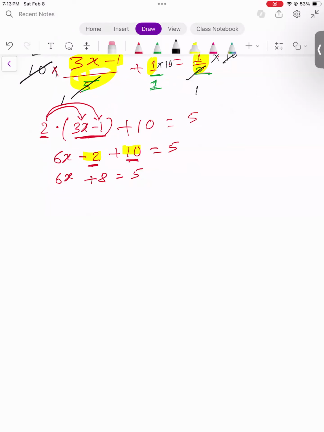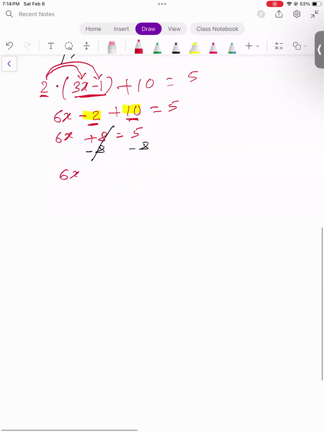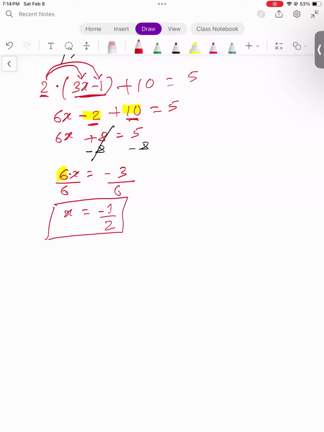Now we get rid of positive 8. You subtract 8 on both sides. This is 0, so we have 6x equals negative 3. We still have 6 with x. In between 6 and x we have a product, and in order to get rid of this 6 times x, we divide both sides by 6. 6x divided by 6 is x, equals negative 3 divided by 6, which is negative half. And this is the solution for this equation.